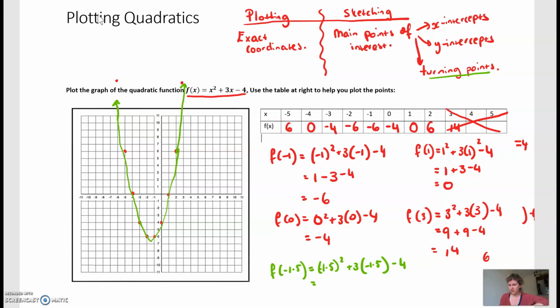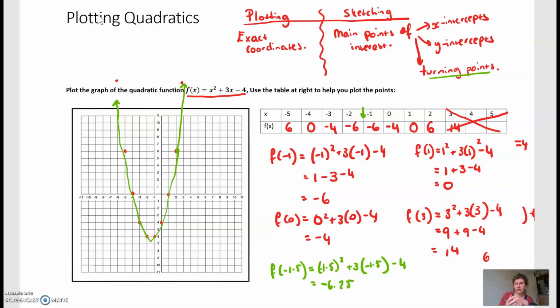Okay, I get -6.25 as an answer. So that's lower than both of those -6s. There must have been one point in between that's lower than both of those, so I've shown that as a little dip in between them. Okay, that's really important. Now, a couple of features that come up when we're looking at sketching are intercepts.